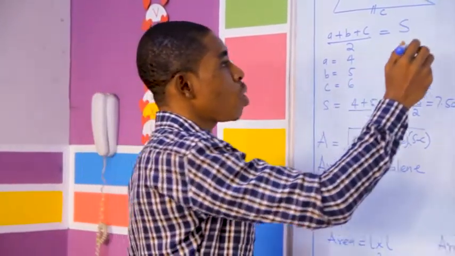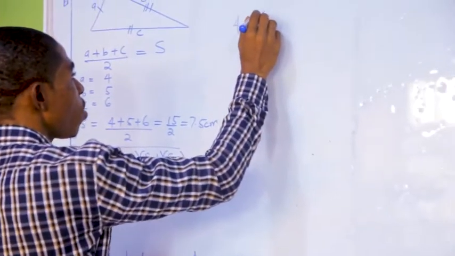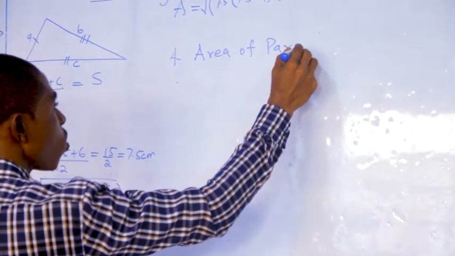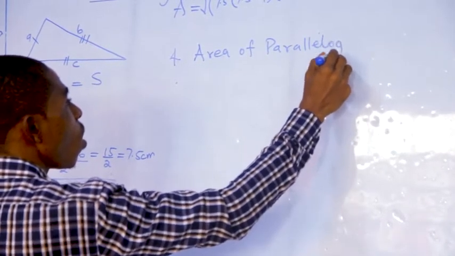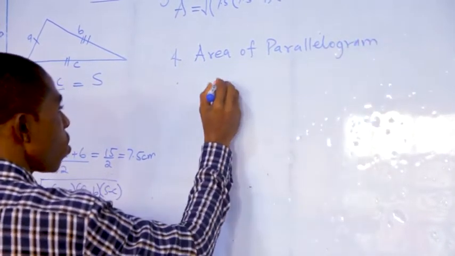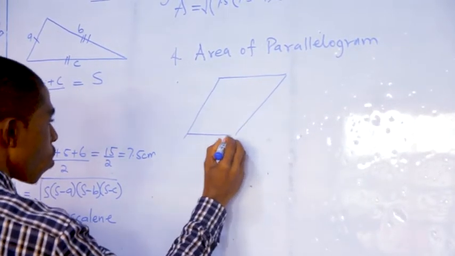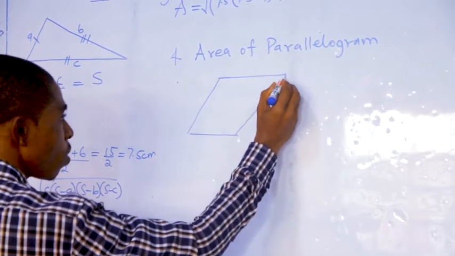Okay, so that takes me to the fourth one. I'd like to drop there the area of a parallelogram. I'm trying to hurry this up because, okay, this is what a parallelogram looks like. This is a freehand drawing, so just pardon me.